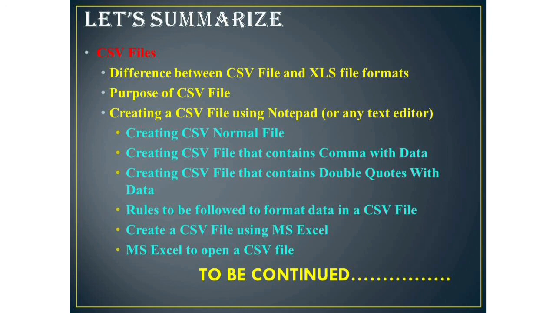The next one is rules to be followed to format data in a CSV file. We have 7 rules to be followed for creating CSV files. The next one is creating a CSV file using Microsoft Excel. For that you have to launch Excel, then create data. Type the data in Microsoft Excel, then save with the extension .csv. Then you can view that in any other text editor.